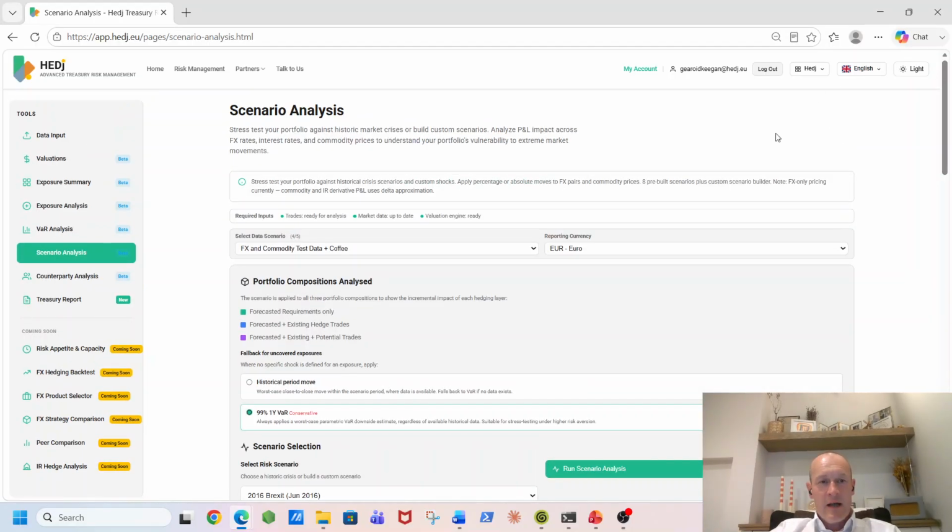So that's the scenario analysis and the VAR analysis, again designed to give a user proper in-depth understanding of what their real risks are and where they lie, and whether they are hedging them appropriately or not. That's it for that. I'm going to look at counterparty benchmarking next.